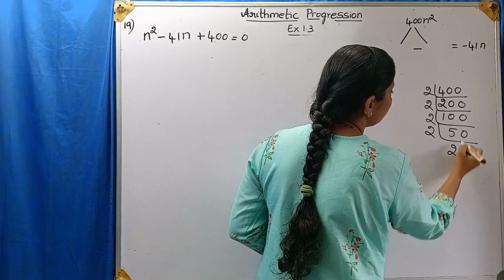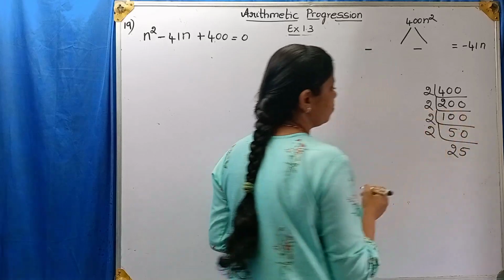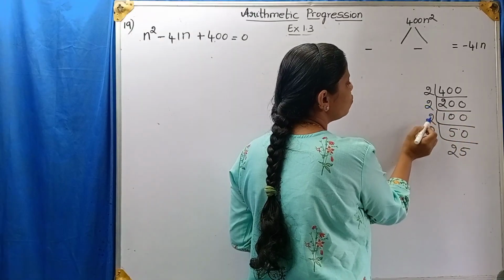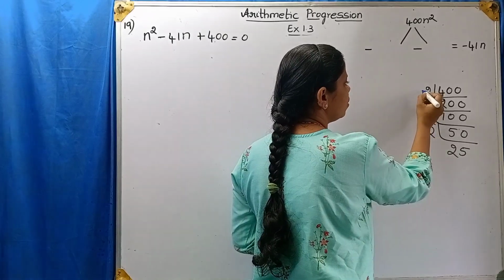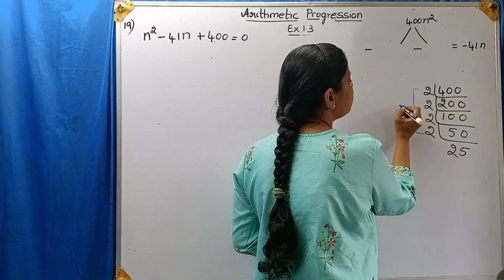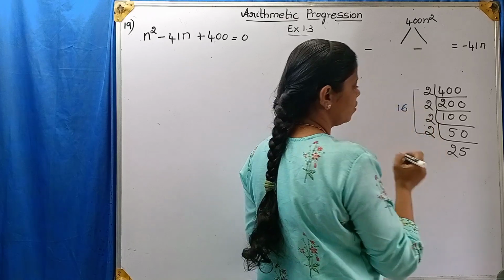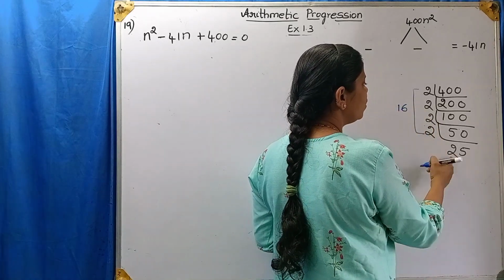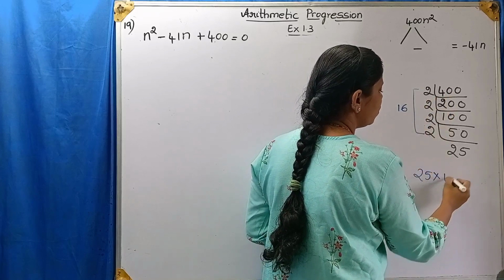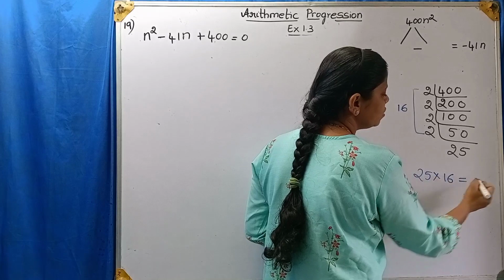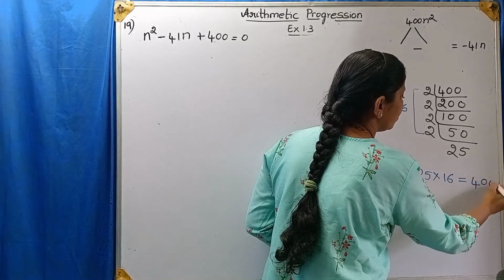2 2s are 4. Then 2 5s are 10. 2 2s are 4. 4 2s are 8. 8 2s are 16. Okay. See here, when you multiply, you will get 16. When you multiply 25 and 16, you will get 400. Isn't it? 25 and 16, when you multiply these two numbers, you will get 400.